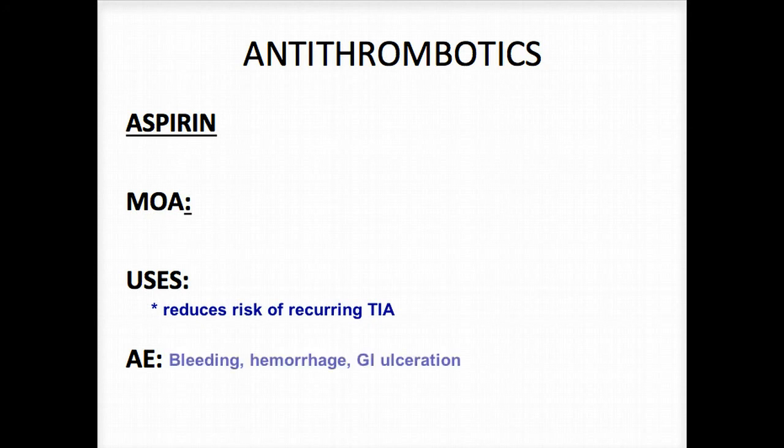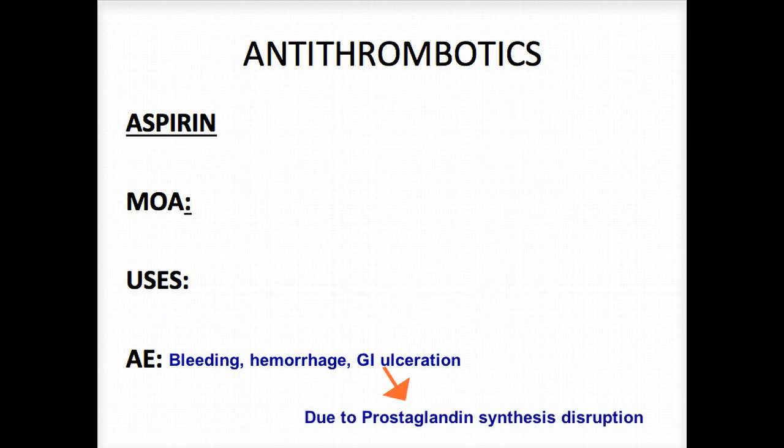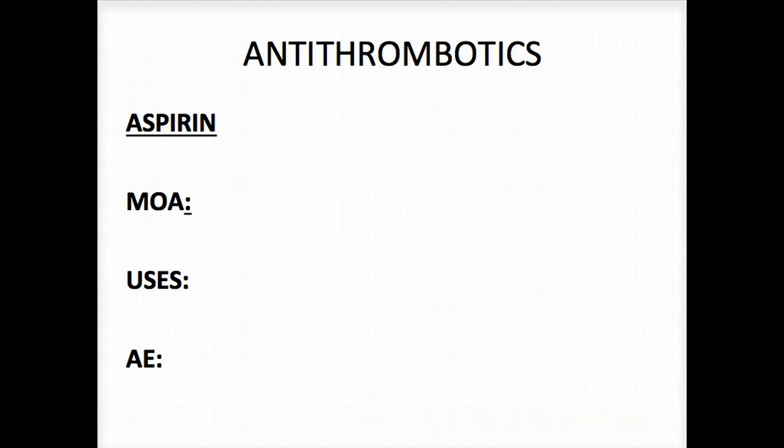And the main adverse effects associated with aspirin use are going to be bleeding, and this could possibly lead to hemorrhage if severe. We also see GI ulceration, and as I mentioned, that's due to the blockage of prostaglandin synthesis in the stomach. That's going to provide a protective layer in the stomach against that very acidic environment. So if we block prostaglandins, the acid has a greater chance of reaching the stomach lining and causing ulcerations.